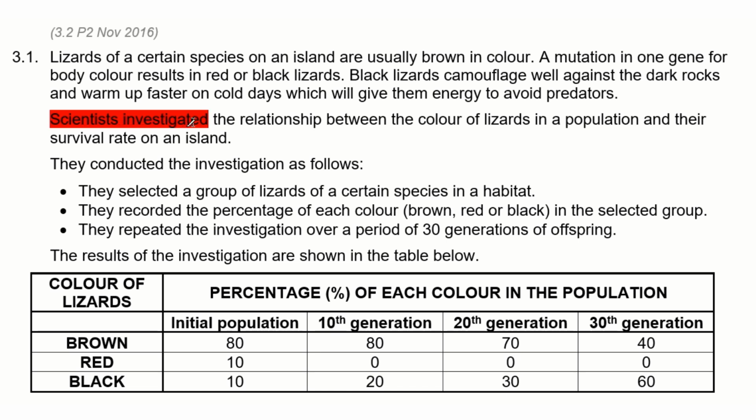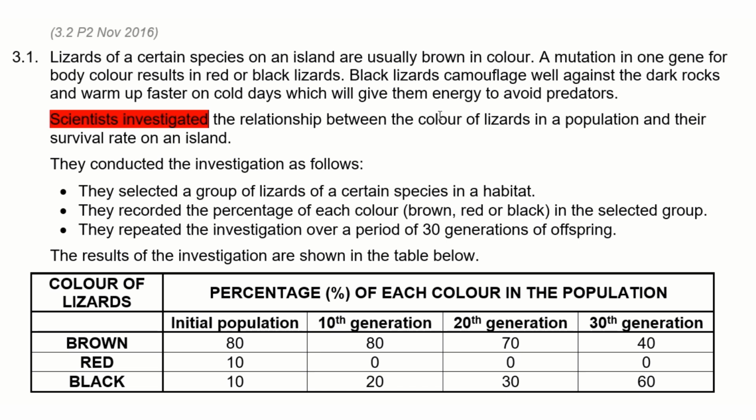So the scientist investigated, or an investigation was done, or sometimes they might talk about a hypothesis or some other way of stating it. But this is your indication of this is the aim of the investigation. So this is where I can get the variables from. Then in this example, they say scientists investigated the relationship between the color of lizards in a population and their survival rate on an island. So in here is going to be our two variables.